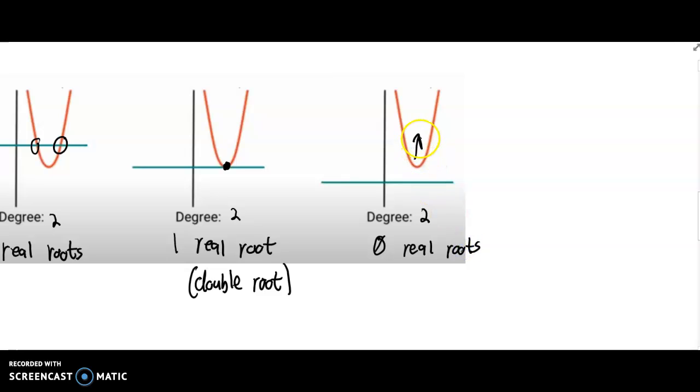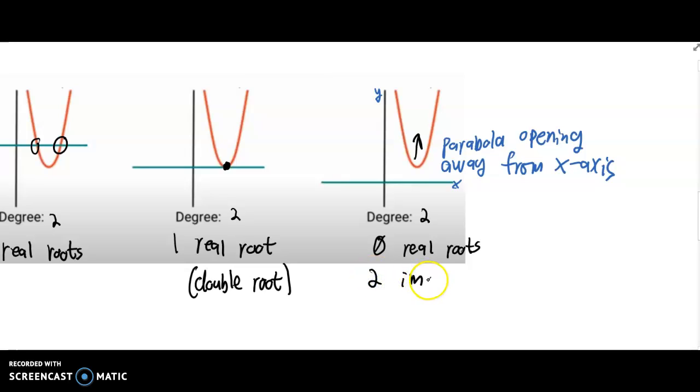Whenever we see a parabola opening away from the x-axis, that indicates imaginary roots. So let's write that. Here's our x-axis, right? So this parabola is opening away from the x-axis. And every time we have a parabola opening away, that gives us 2 imaginary roots.